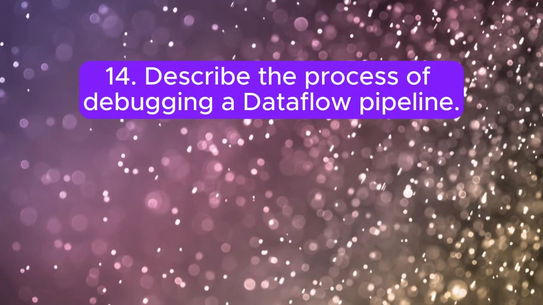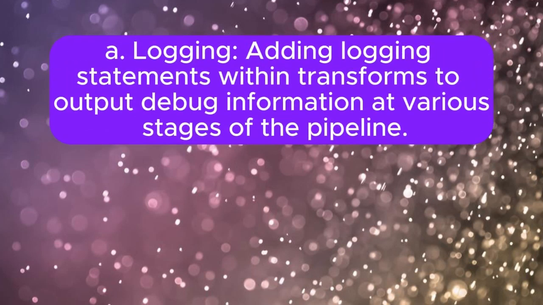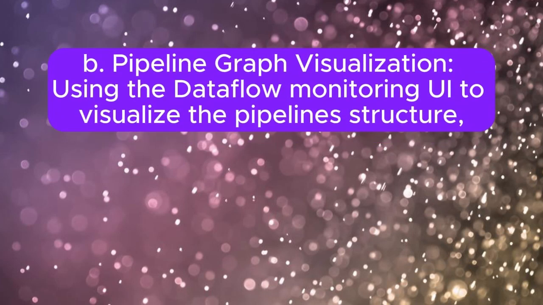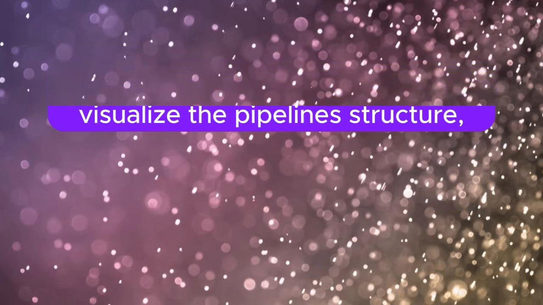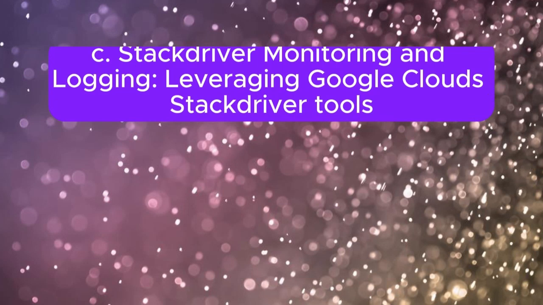14. Describe the process of debugging a Dataflow pipeline. Answer: Debugging a Dataflow pipeline involves several techniques like A. Logging, adding logging statements within transforms to output debug information at various stages of the pipeline. B. Pipeline graph visualization, using the Dataflow monitoring UI to visualize the pipeline structure, execution stages, and data flow, helping identify bottlenecks or errors.